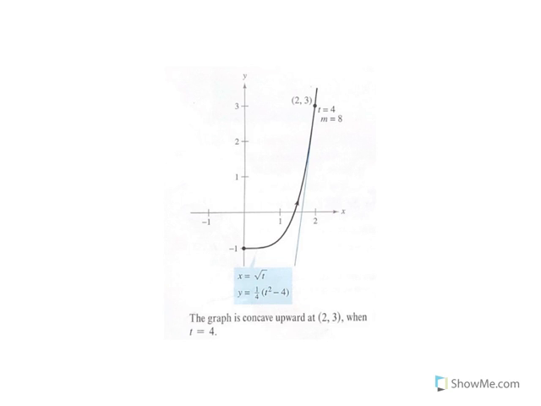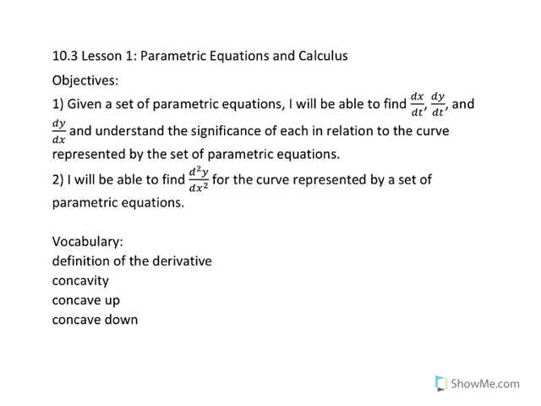This is the graph for example 2. Here's the curve represented by the set of parametric equations. We have the point (2, 3). As we found in part 1 of the problem, the slope of the curve at that point is 8, and you can see from the graph here that at this point the graph is in fact concave upward.